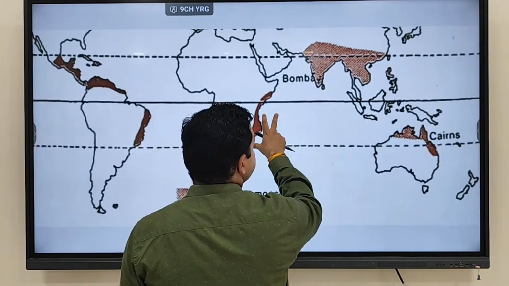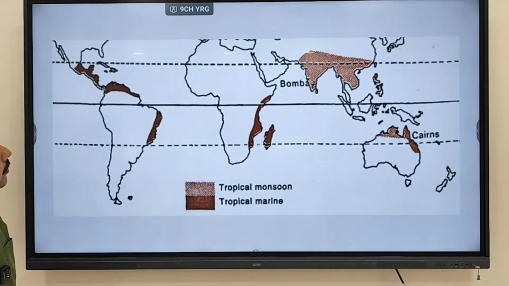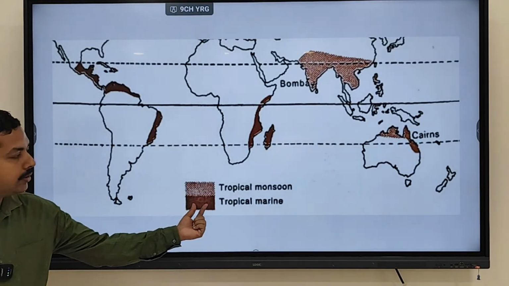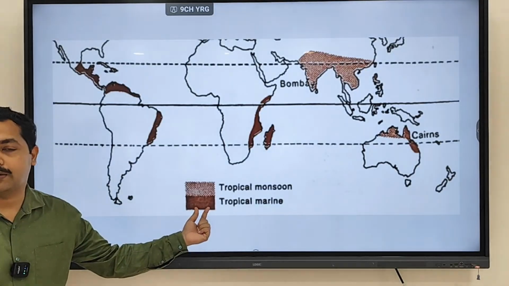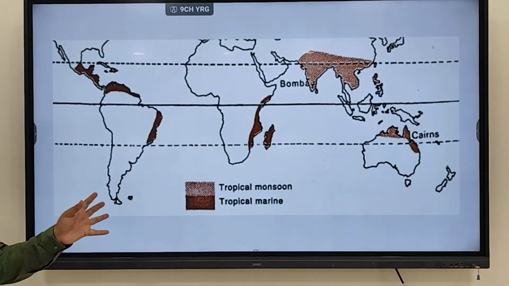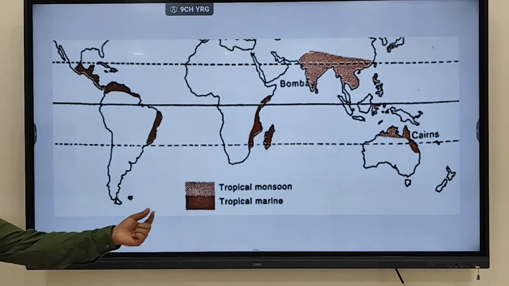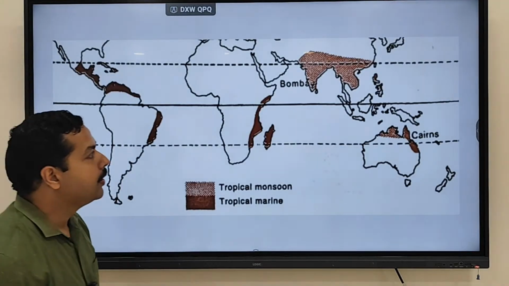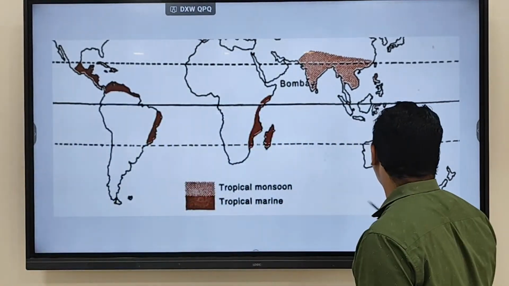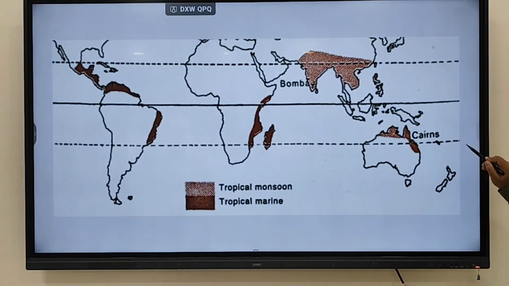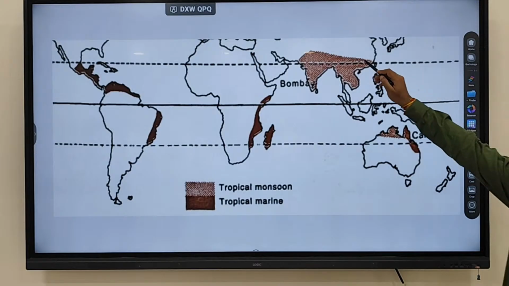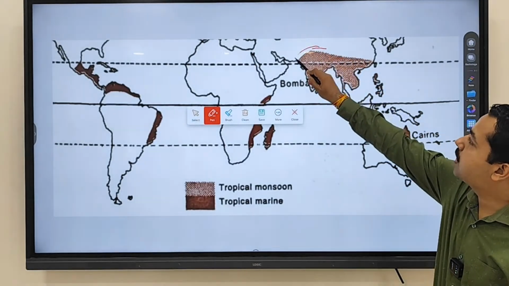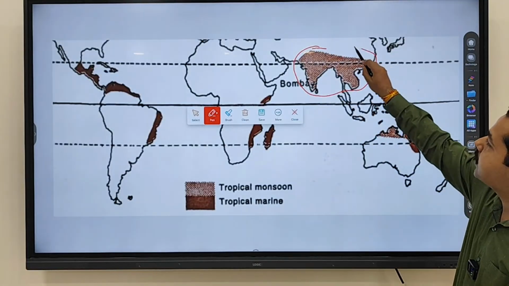So you can see this, where you are finding which type of climate? Tropical monsoon type of climate, and this is also tropical marine type of climate. Like we discussed just now, marine west coast climate, a little bit of that you also find tropical marine type of climate. So this entire region is which type of climate? Monsoon climate. So India is experiencing which type of climate?